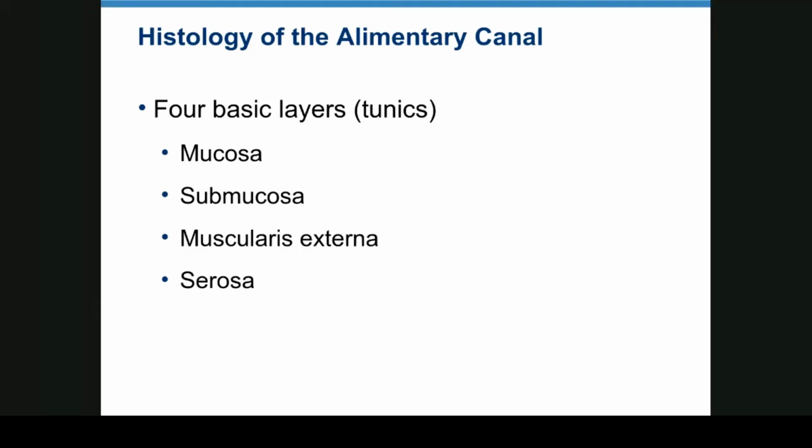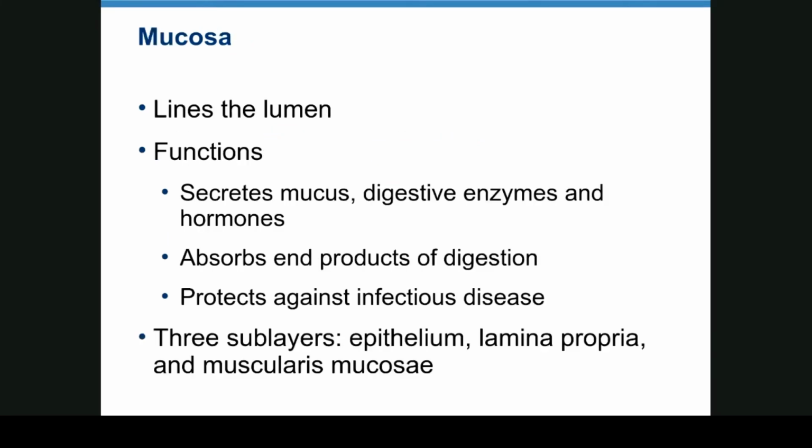Okay, main tunics or layers of the alimentary canal, that means your gut: mucosa, innermost, submucosa, muscularis externa, and serosa. Now, the mucosa is a lining. It secretes mucus, digestive enzymes, hormones, absorbs products of digestion, helps fight against disease. And within it, you have three layers: epithelium, lamina propria, and then a little thin muscularis mucosa.